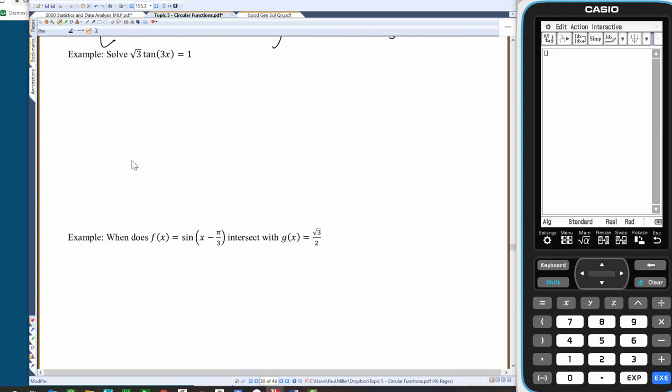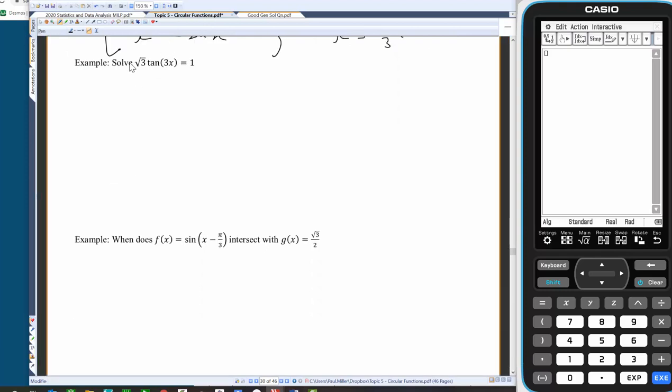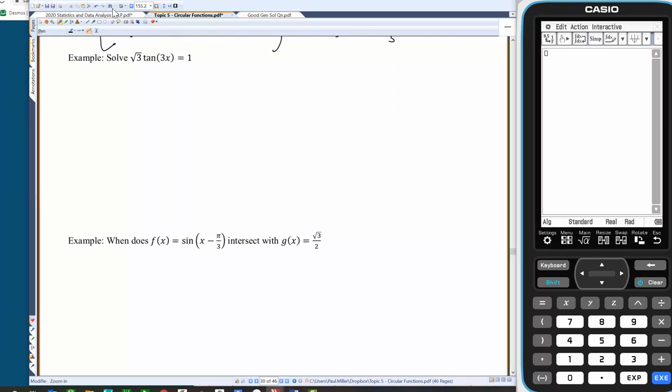Alrighty, let's go to tan now. Okay, so what we're going to do is solve this. So tan 3x is equal to 1 on root 3.